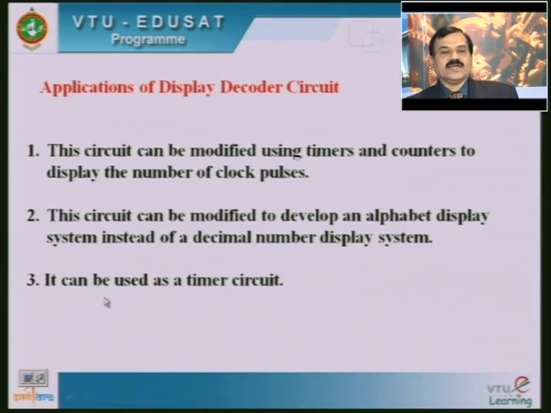And the last one, it can be used as a timer circuit. If a proper circuit is designed as a timer circuit and proper clock pulses are given to ABCD as inputs, then automatically this circuit can be used as a timer or clock circuit, for event monitoring and speed measurement, for any sports events. A stopwatch type of construction can also be done by suitably incorporating this circuit for our requirement.